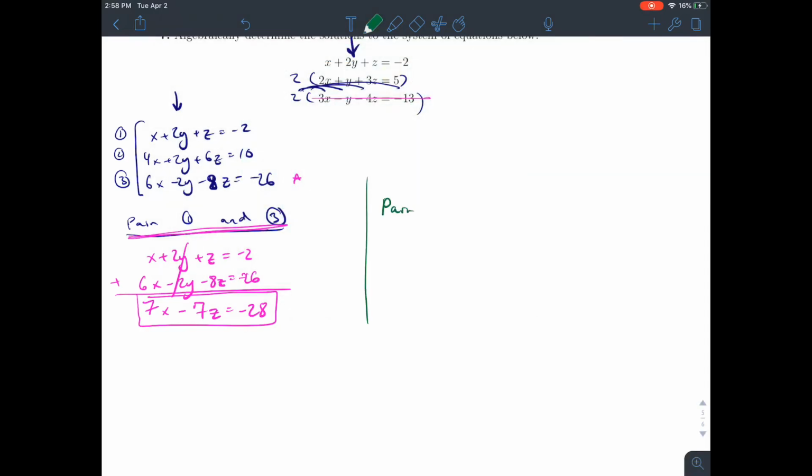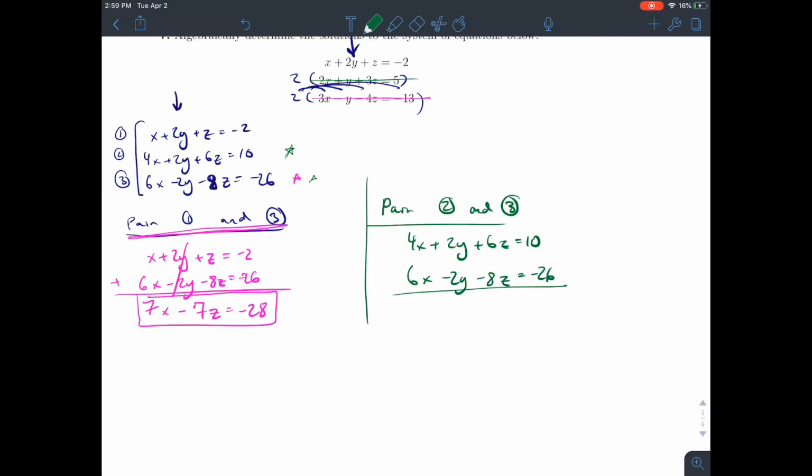Next up over here, we're going to be pairing up equation 2 and 3. So for equations 2 and 3, we're not going to be using the old versions, we'll be using our two new better versions. So we'll use 4x plus 2y plus 6z equals 10, and 6x minus 2y minus 8z equals negative 26. When we pair these up, we'll add it column by column, giving us 10x cancels out, minus 2z equals negative 16. Pause for a moment and check your equations, because if you messed up here, you're going to be really frustrated with yourself, similar to before.